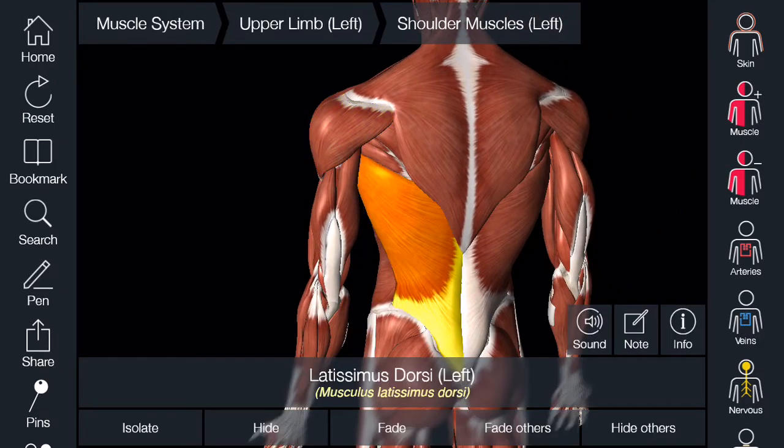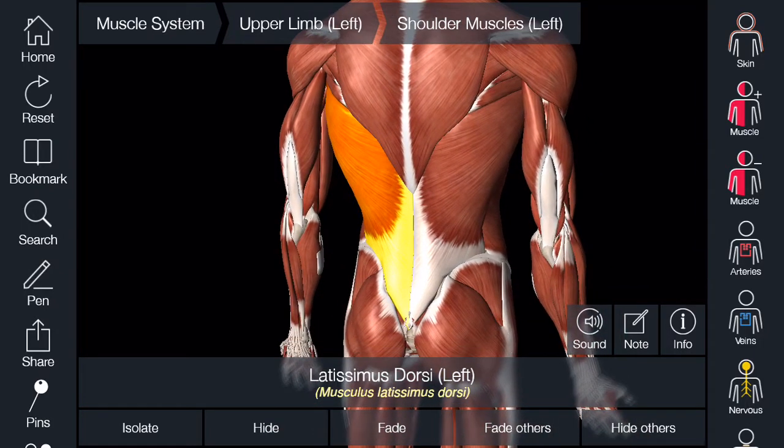Next we have the latissimus dorsi, aka your lats. Those are here. There's one, there's the other one. Your lats. Action for those is extension, adduction, and rotation of the arm.